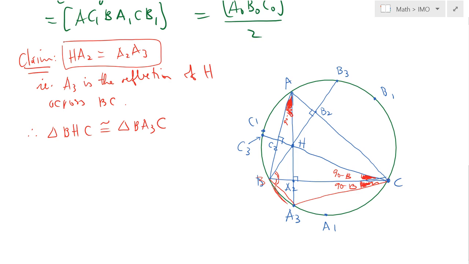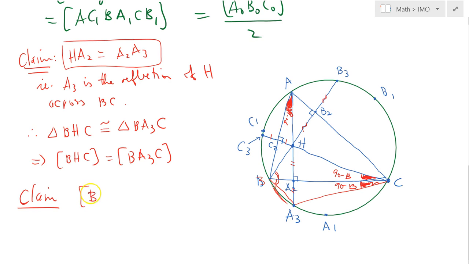In a similar way, obviously, these two are equal, this is equal to that, and this side is equal to this side here. Consequently, you can also say that the area of BHC is the same as the area of BA3C. Now, the second important observation, and I say as a claim again, I claim that the area of triangle BA1C is greater than the area of triangle BA3C.